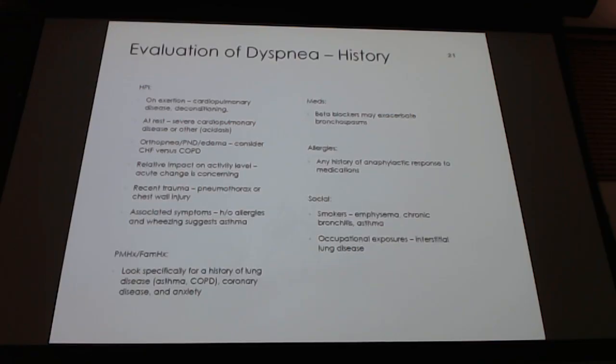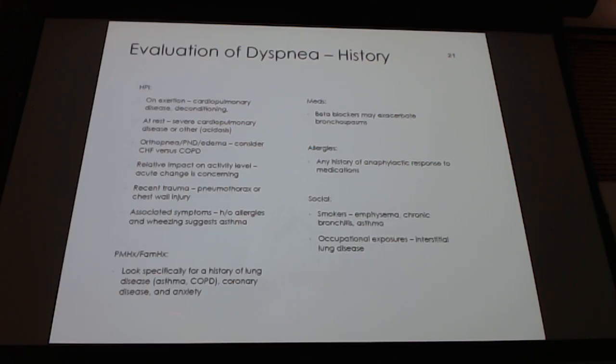So when you get a history, you want to make sure that you're asking qualifying questions. Is it associated with exertion? Is there any edema, orthopnea, right? That leans us more towards CHF. Does it impact your activity? And how much? Any recent trauma? Any associated symptoms?